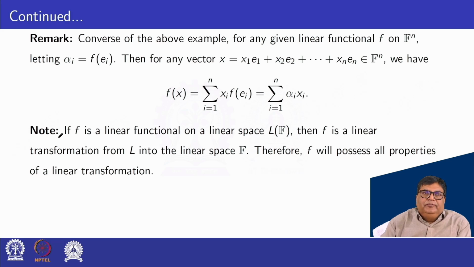Noting point: if f is a linear functional on a linear space L over the field F, then f is a linear transformation from L into the linear space F. Therefore, f will possess all properties of a linear transformation. Okay, so a linear functional is very close to a linear transformation.